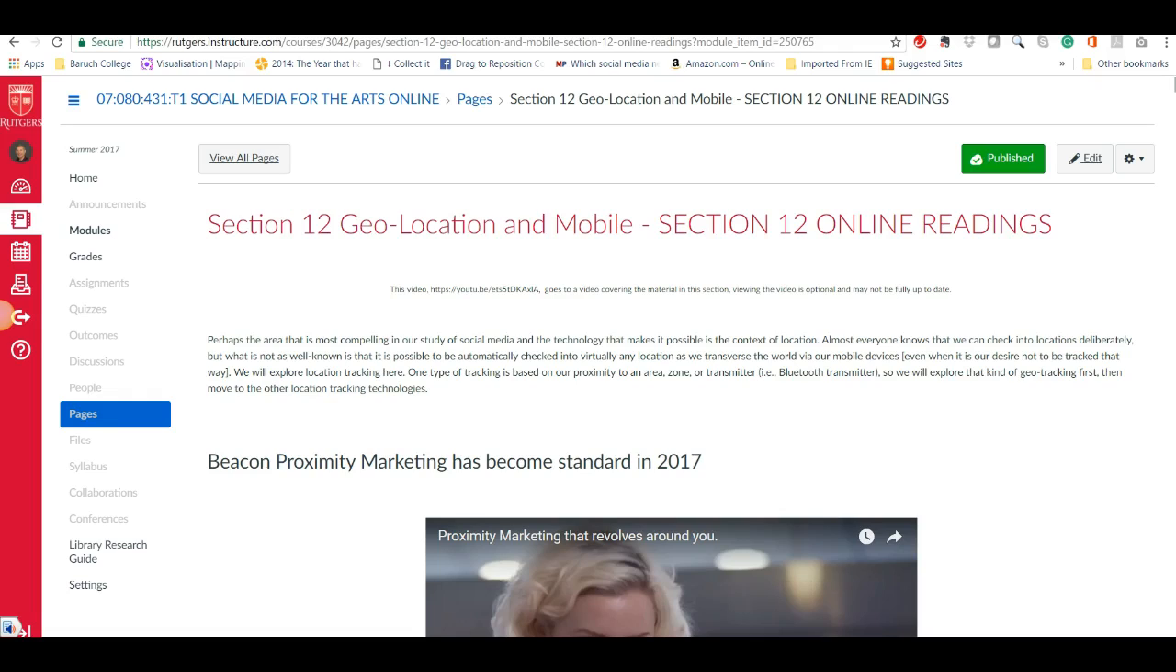And this is one of my favorite sections really, and one that I've been most interested in for a while, called the geolocation of mobile. And that's also close to the end of the course too.